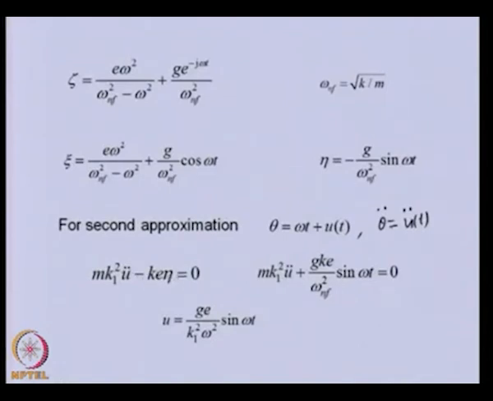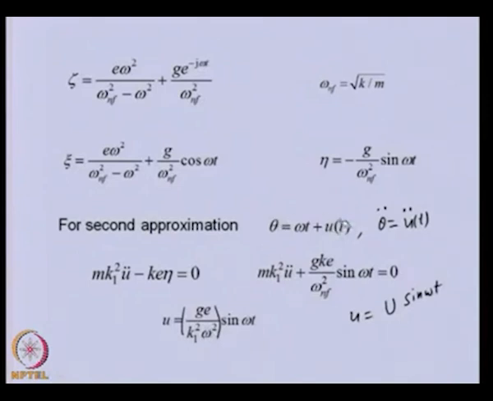We have substituted eta from here. Now we can solve this for u, and the solution will be something like u is equal to some constant times sin omega t. If we differentiate this twice and substitute in this equation, we can solve for capital U, and basically this will be the capital U within the bracket term. This is the solution of this equation of motion, and now with the third equation we can get the variation of theta.